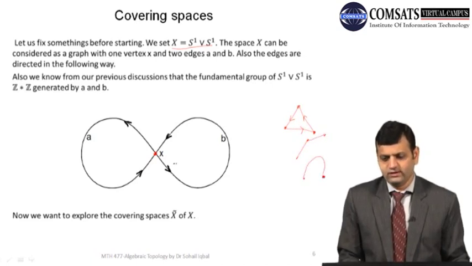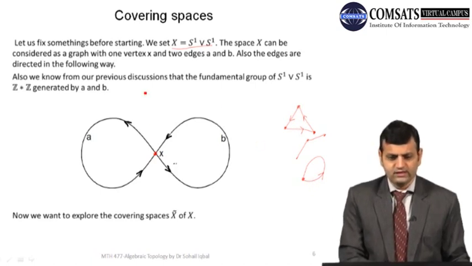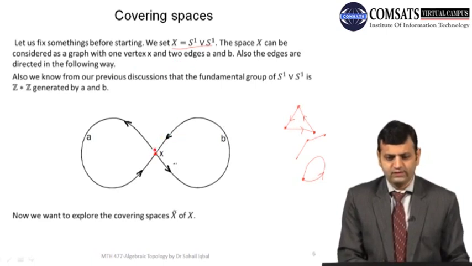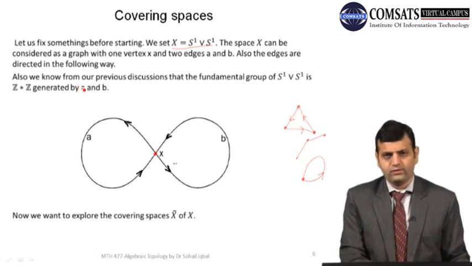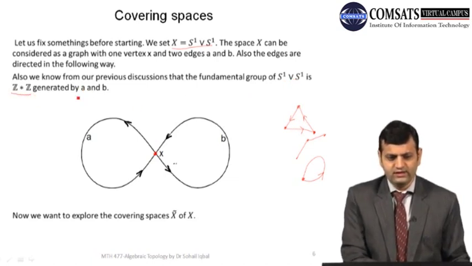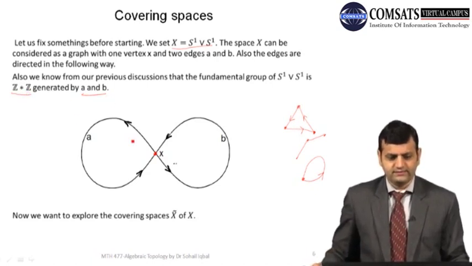So similarly this is also a graph, and if we orient its only edge, then it will be an oriented graph. So it is a graph with one vertex X and 2 edges A and B, and we can see the orientation of A and B. Also we know from our previous discussion that the fundamental group of S1 wedge S1 is Z star Z, and it is generated by A and B. So it is basically the free product of Z and Z.